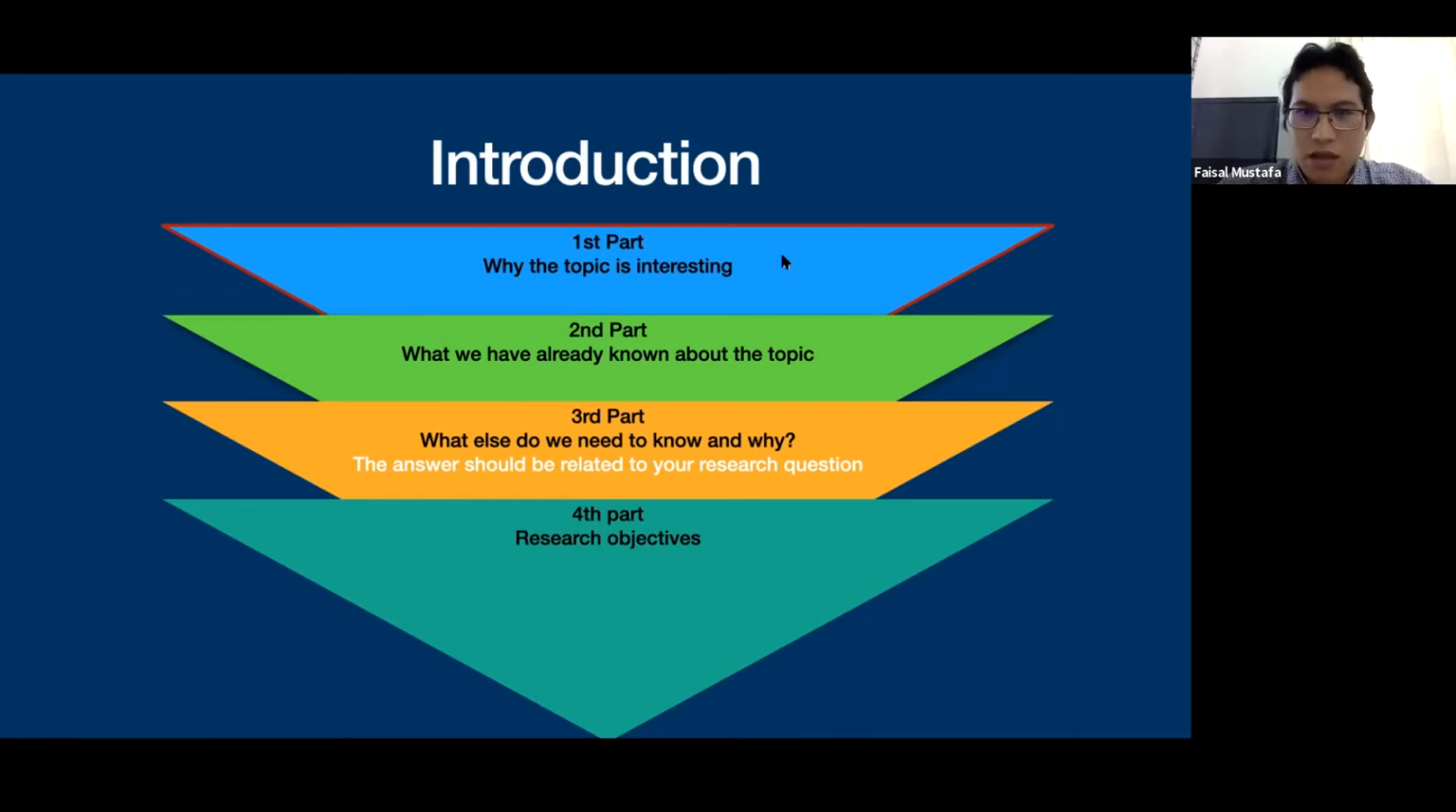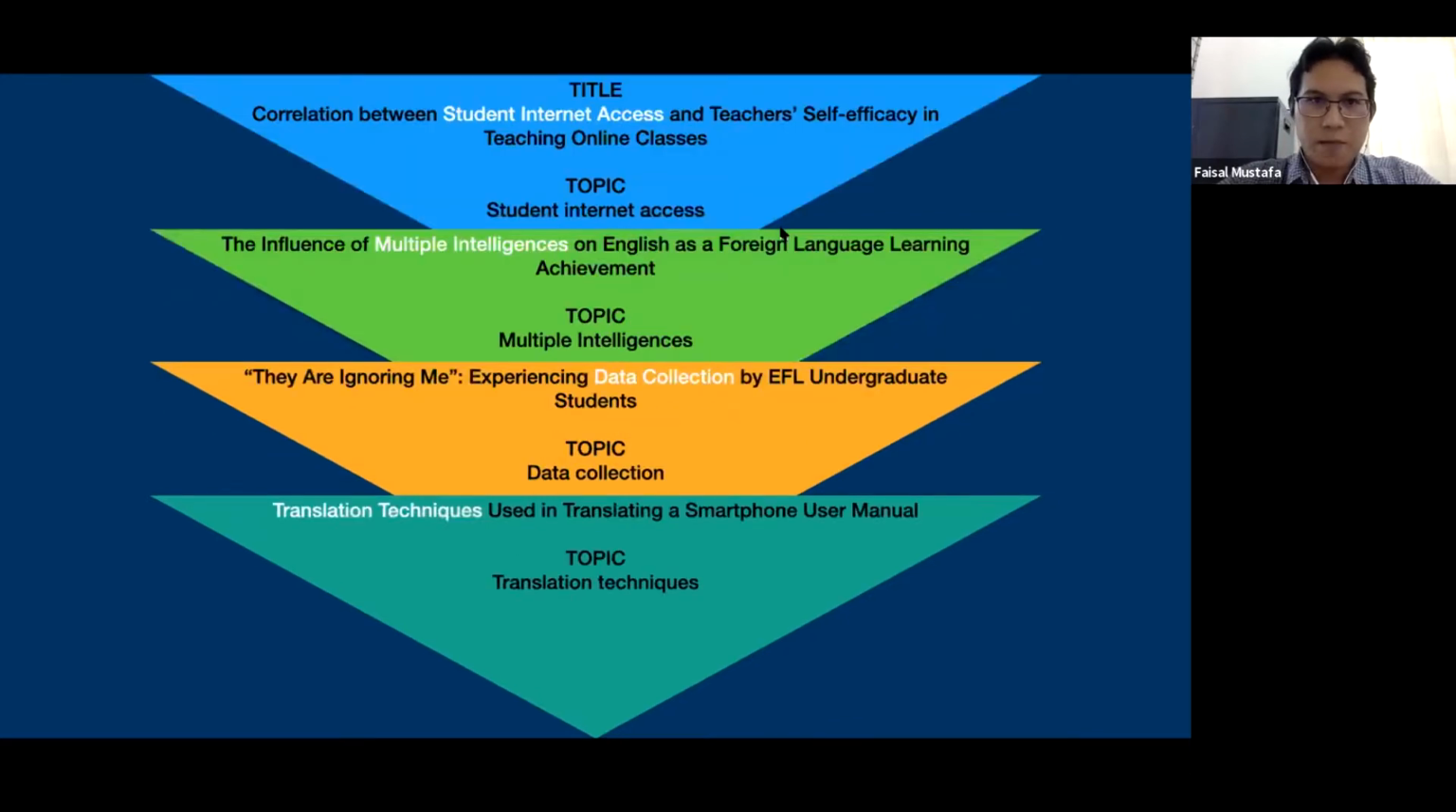For that, first we need to understand what the topic is. This is an example of a title: the correlation between student access and teacher self-efficacy in teaching online classes. So your primary variable or the topic is student access.